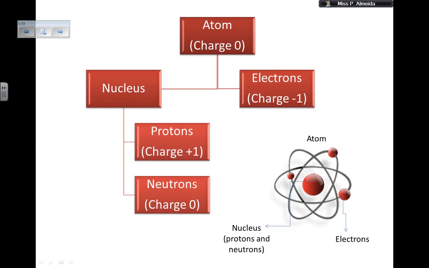And in terms of an atom, well, an atom has a nucleus and electrons moving around the nucleus. So that's the nucleus at the center, the electrons going around. The electrons carry a negative charge, and the protons and the neutrons, which are inside of the nucleus, carry different charges. The protons have a positive charge and the neutrons have no charge, neutral. So this means that the atom overall, because it will have the same number of protons and electrons, will have a neutral charge or a charge of 0, okay?